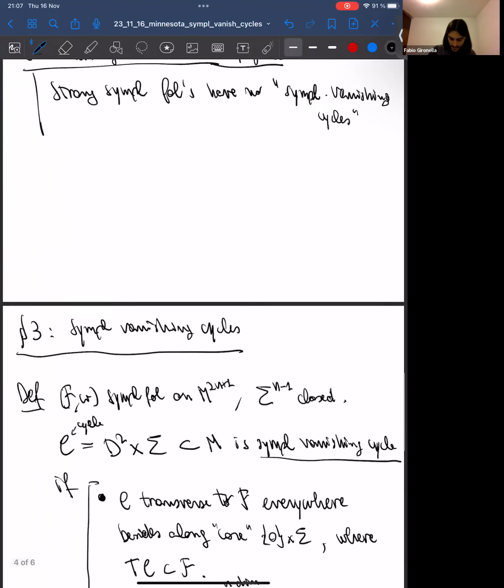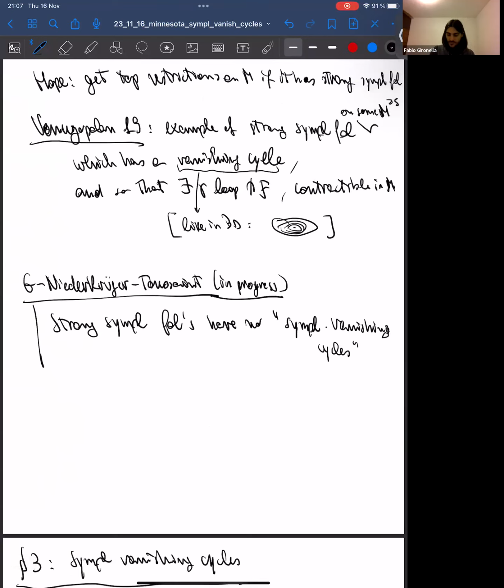So the statement, as I recall, is just the fact that strong symplectic foliations have no symplectic vanishing cycles.